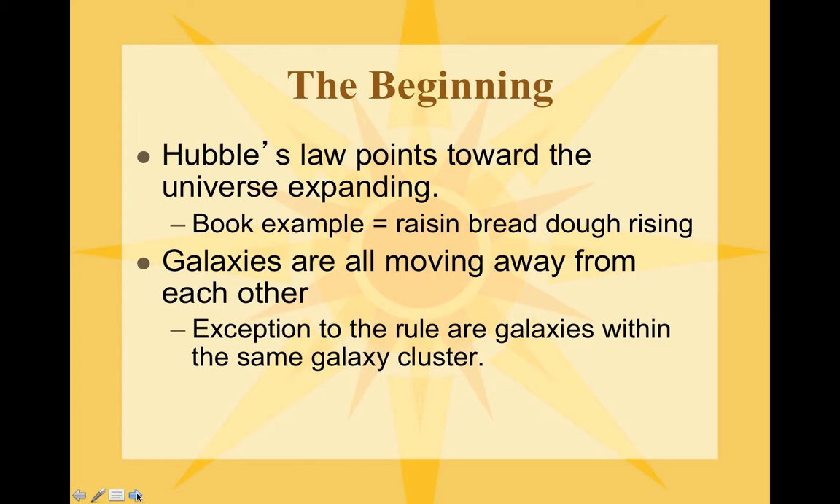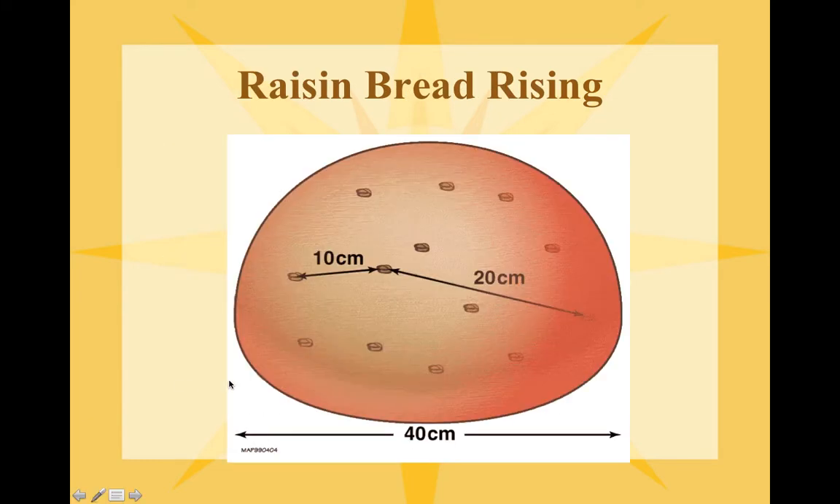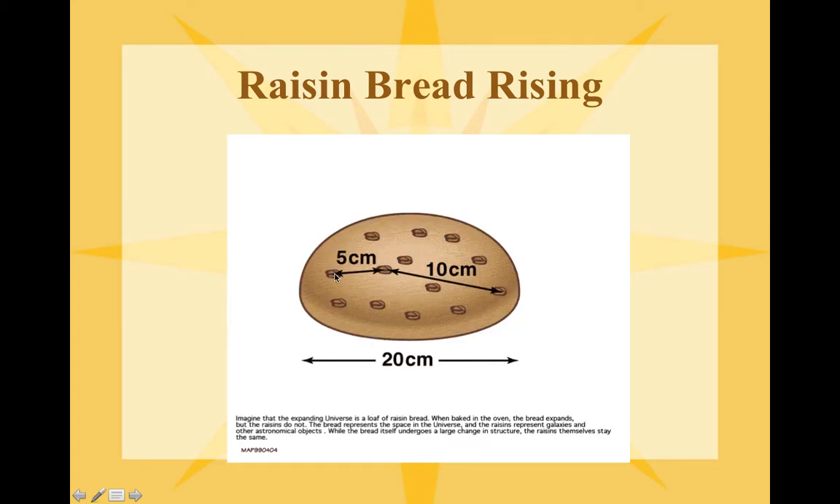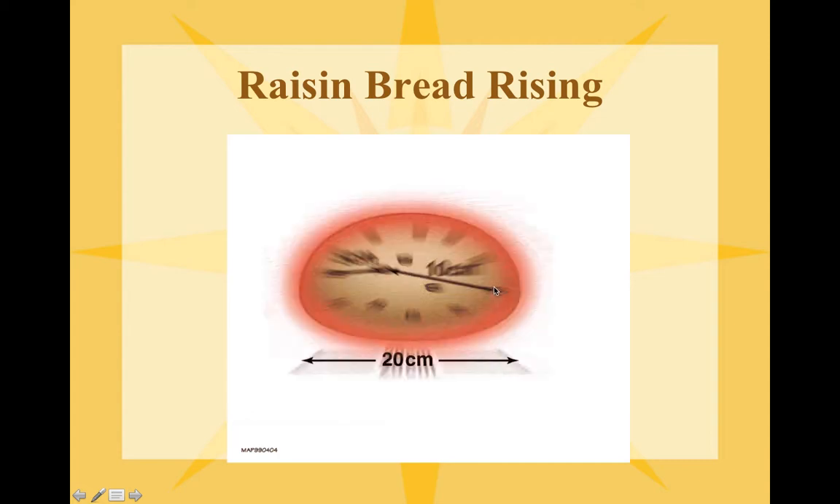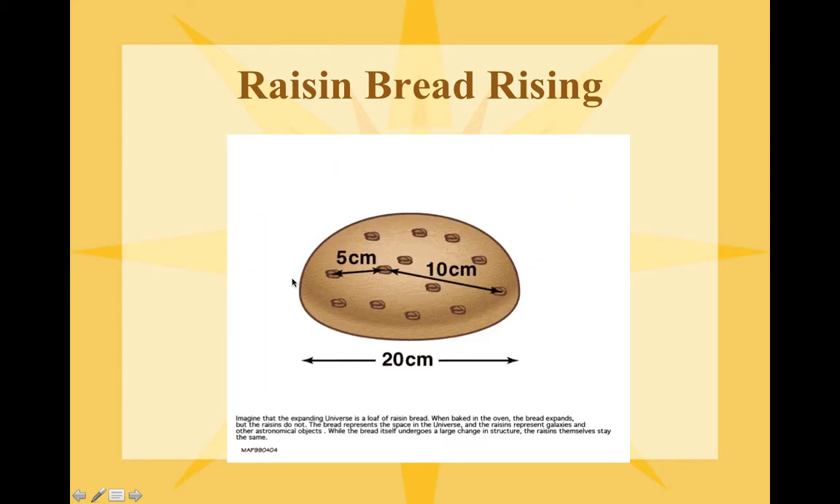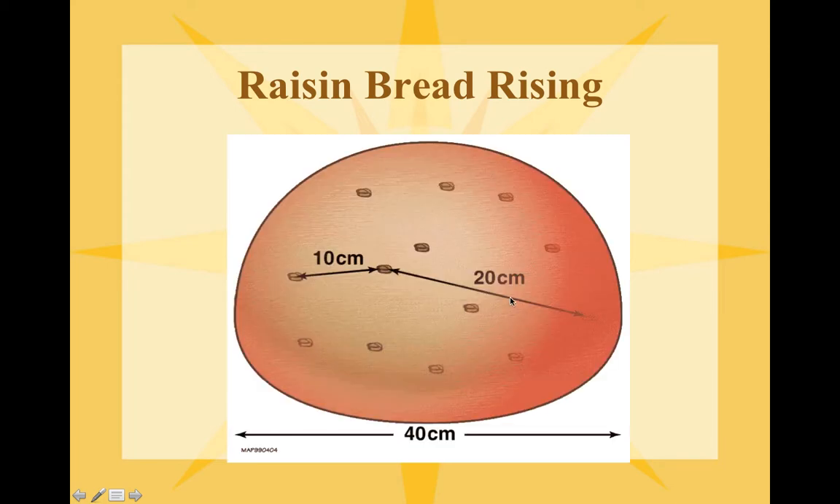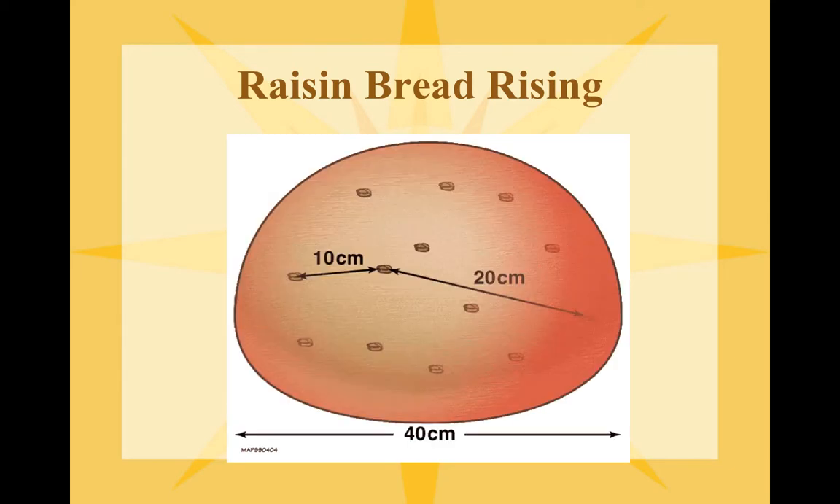The exception to the rule are galaxies within the same galaxy cluster. So here we see that raisin bread example. What we've got is two raisins here that are 5 centimeters apart, and they move to 10 centimeters. And if you look, these two at 10 centimeters go to 20. So in the same amount of time, this raisin only moves 5 centimeters away, but this raisin moves 10 centimeters away. So those farther galaxies get stretched more or move faster, depending on how you look at that.